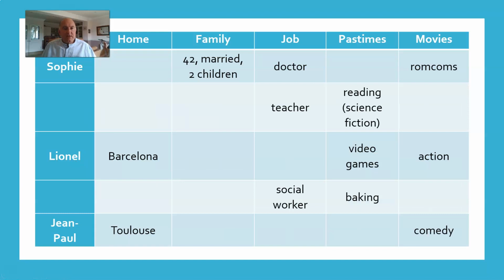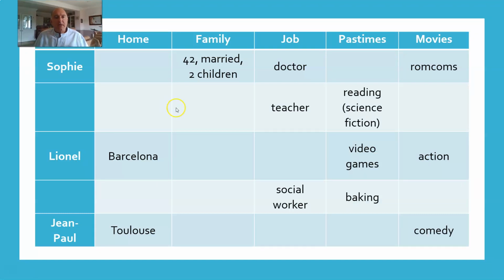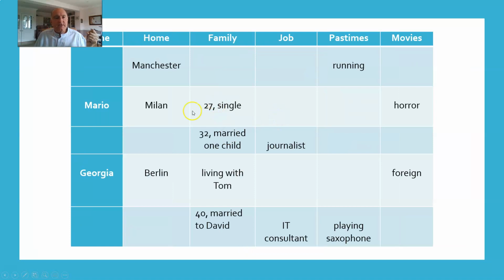Here's another example similar to the first, but more demanding. Person A has got personal information about three people here: Sophie, Lionel, and Jean-Paul. The notes here are in English. They could be in the target language. And we have information about their home, their family, job, pastimes, and movies. And person B has a different grid with two other people, and between them they've got to simply ask each other questions and complete the gaps in their grids.